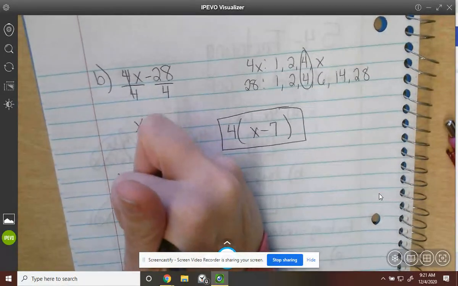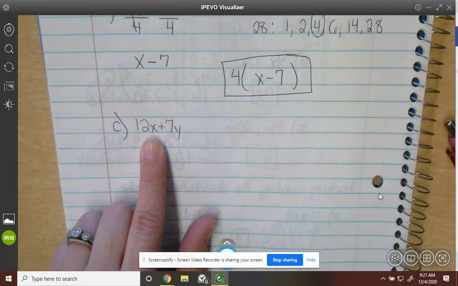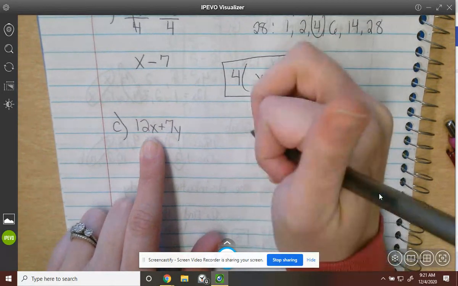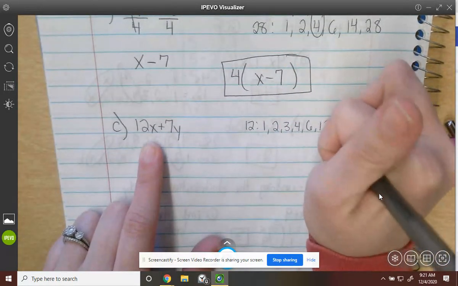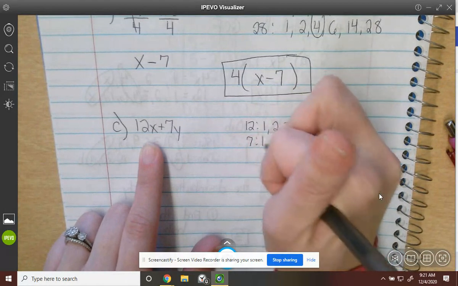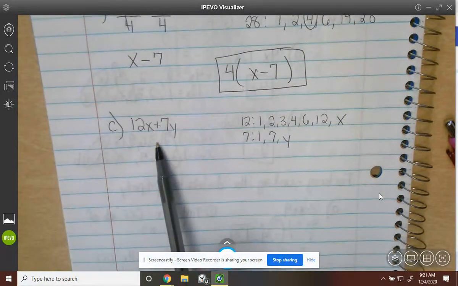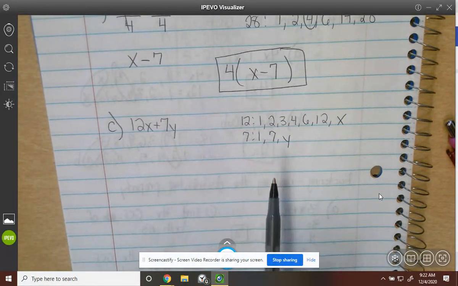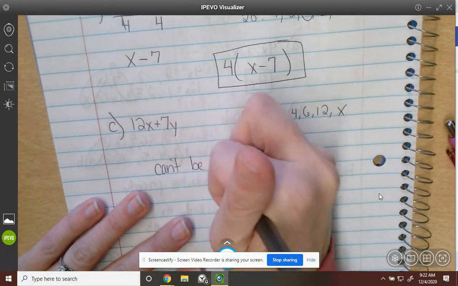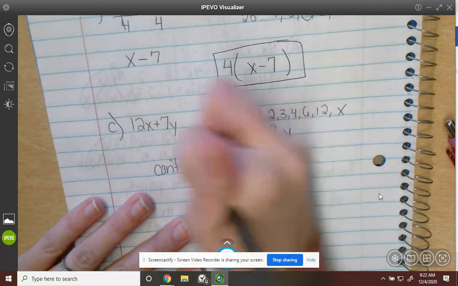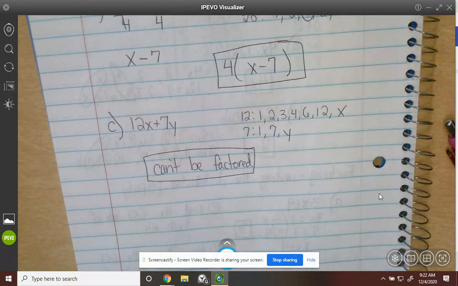Okay, occasionally you will get ones like this. Is there a GCF between 12 and 7? 12 has a whole bunch of numbers I can go in it. 1, 2, 3, 4, 6, 12, and then I guess x. 7 just has 1, 7, and y. So besides 1, which wouldn't change anything if I divide both things by 1, there is no GCF. So we would say can't be factored. Because if there's no GCF, I can't simplify that. That's just as good as it gets. All right, that is factoring.